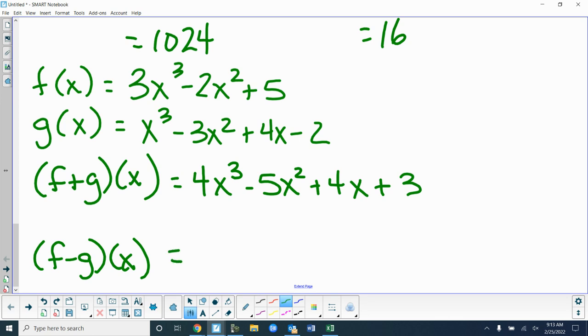All right, let's do the subtraction. What's 3x cubed minus 1x cubed? 2x cubed. What's negative 2x squared minus a negative 3x squared? X squared, right. What's 0x minus 4x? Minus 4x. What's 5 minus a negative 2? 7. And then if I gave you a number for x, you would know what to do with it, right? Yep, you can just plug it in. All right, good job.